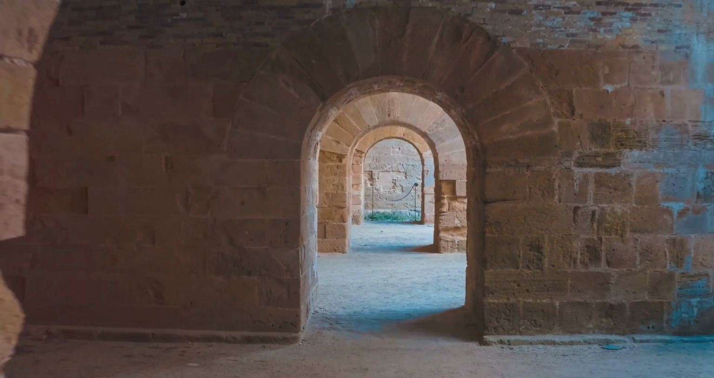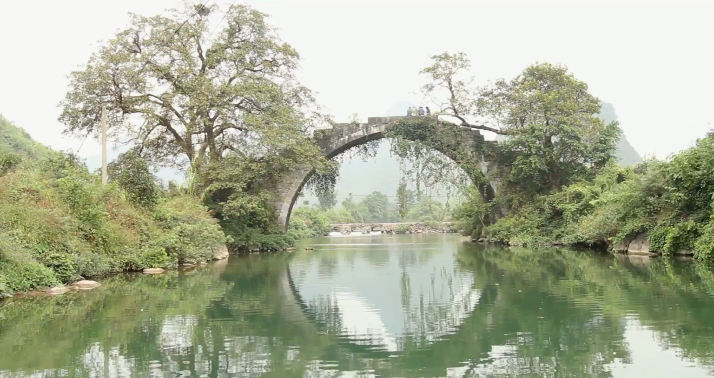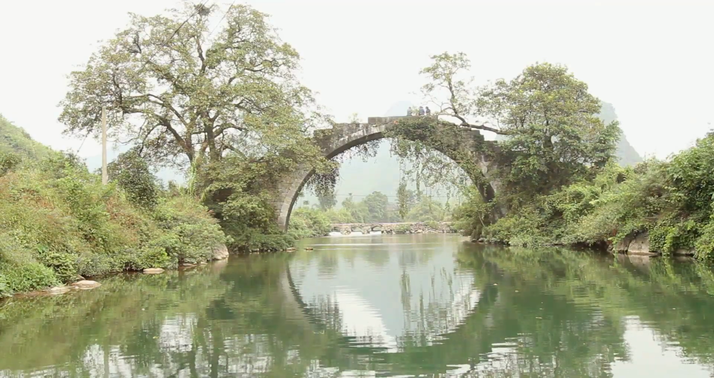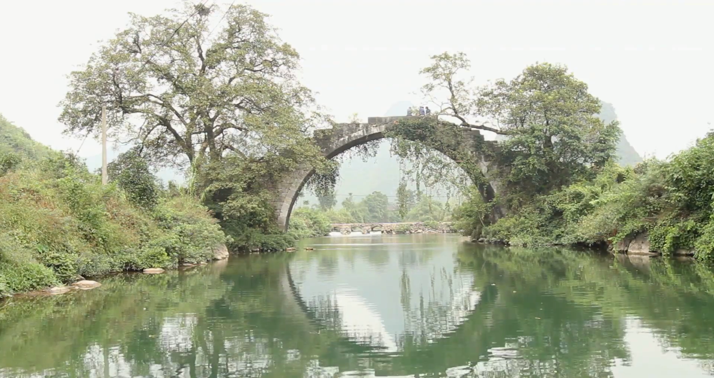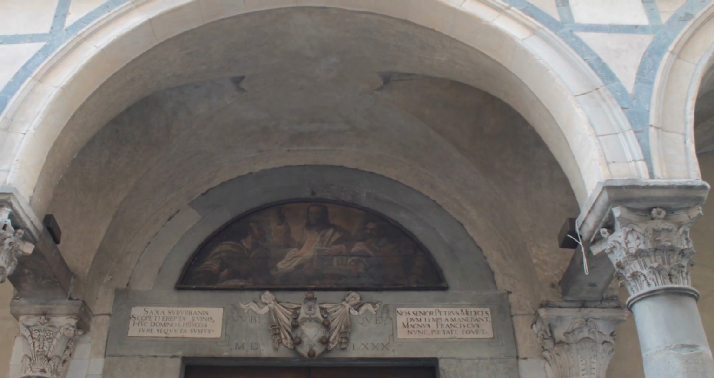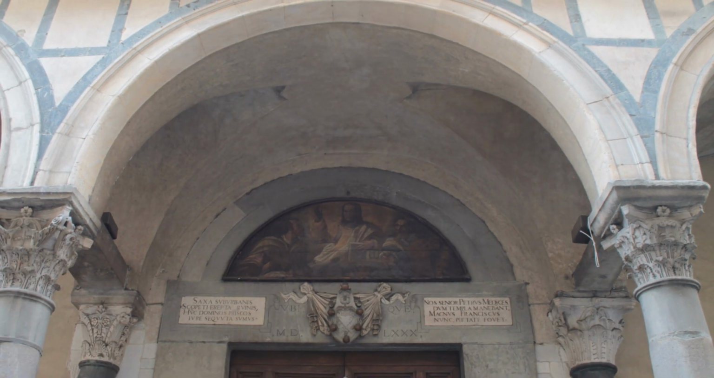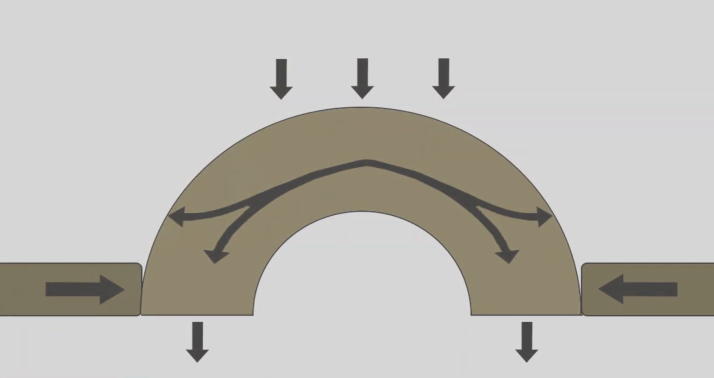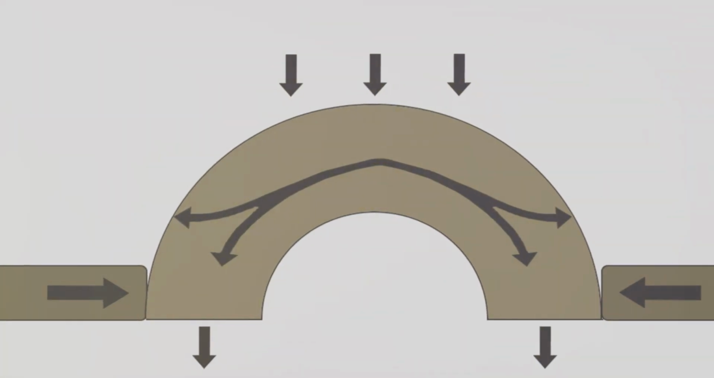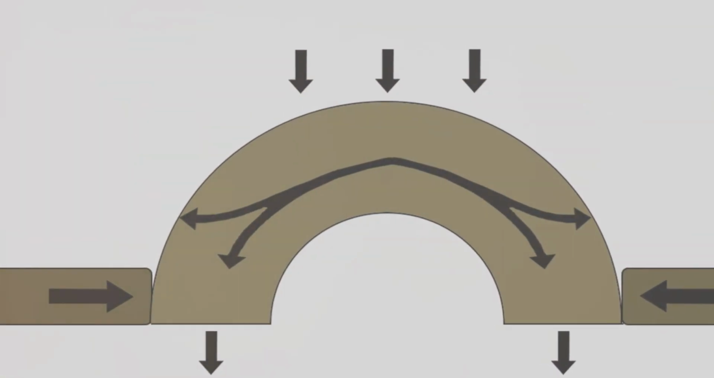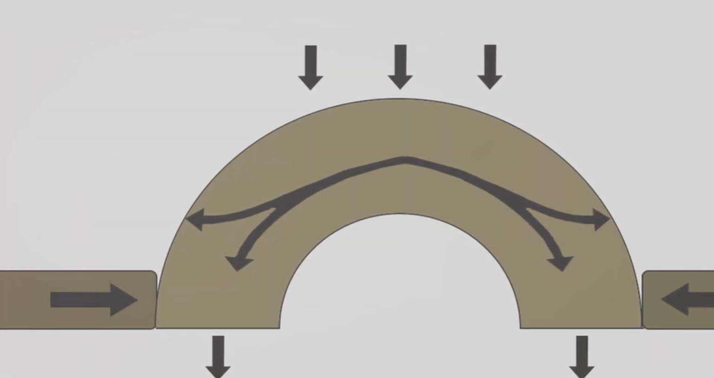Let's delve into the bare bones of an arch. It's a curved structure designed to span an open space while supporting weight from above. The curve of an arch, known as a funicular shape, is its secret weapon. This shape allows the weight to be carried along the curve to the supports at each end, minimizing the bending forces on the arch itself.